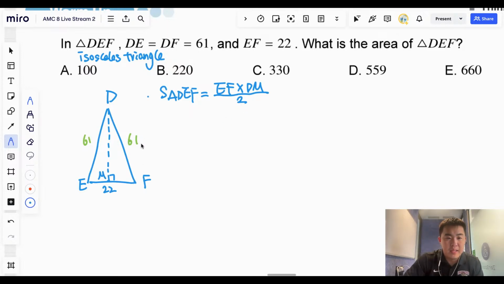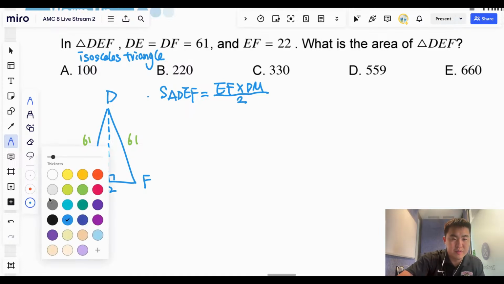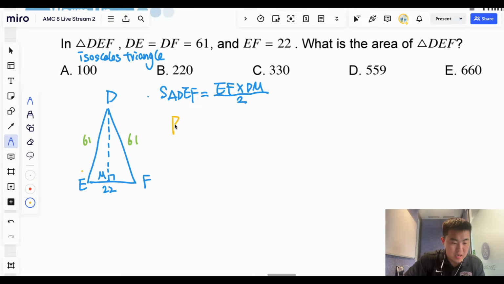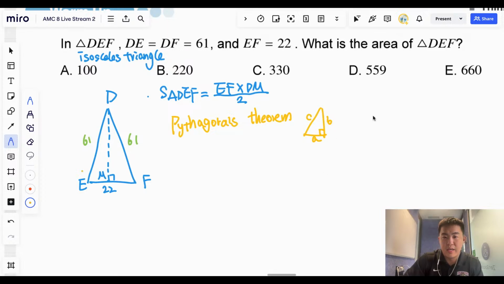For DM, let's recall that there is a very important theorem called the Pythagoras theorem. I will write down the word here. Pythagoras is an ancient Greek mathematician, right? So what does the Pythagoras theorem really say? It says that suppose there's a triangle where we have this 90 degree angle here, with sides A, B, C. Then A squared plus B squared gives you C squared. This is the conclusion based on the Pythagoras theorem.